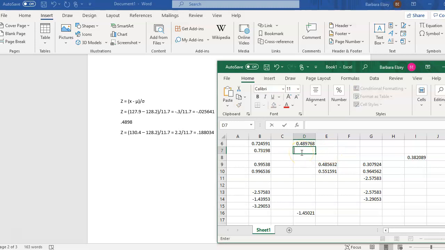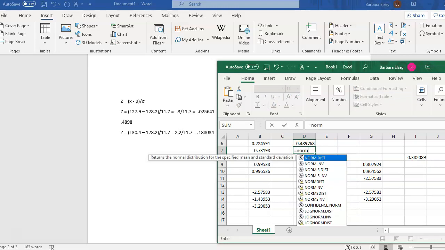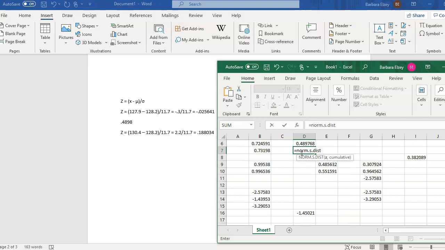Let's now look that up in Excel using the same command I used before. So equal norm.s.dist. We want to put 0.188034 and the word true. And I get 0.574575, and let's round it to 4 decimals. So 0.5746.